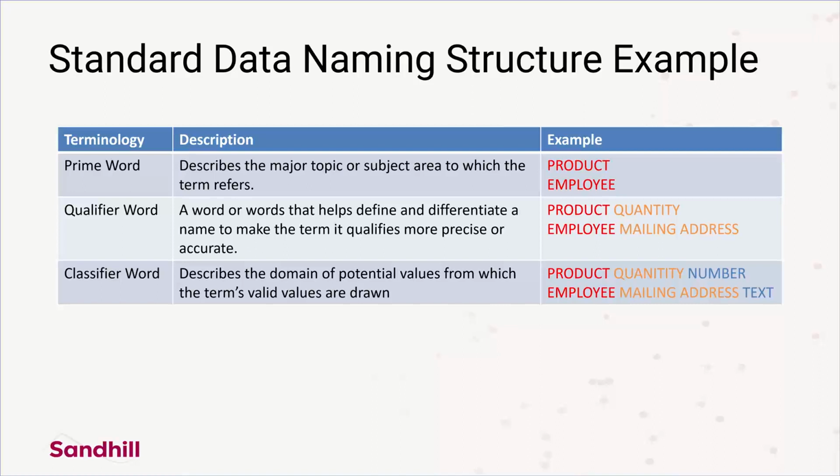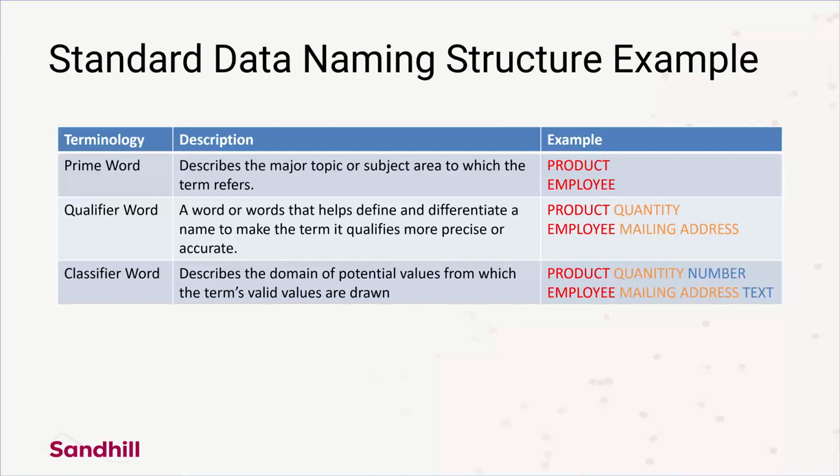Now, this is usually where people stop. They don't actually finish it off. But what you need to do is put the classifying word on the end, and that describes the domain of values. So a product quantity, what is that quantity? Is it a percentage? Is it a number? What is it? So it's important to say that we've got a product quantity number. Same thing with employee. Yes, it's true, employees have a mailing address, but how is that represented? Is it represented as text? Is it represented as a number? So this is important in how you name things within your data model.